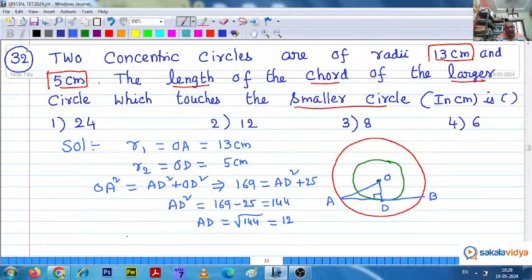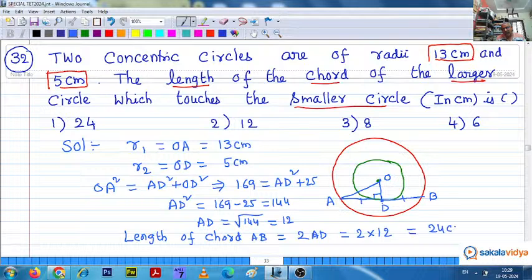But we need AB. AB is the length of the chord. So the length of the chord of the larger circle, that is AB, which touches the smaller circle, is 2 times AD, because D is the midpoint, so AD is equal to BD. So 2 times AD, that is 2 into 12. So the answer is 24 centimeters. So this is the concept.